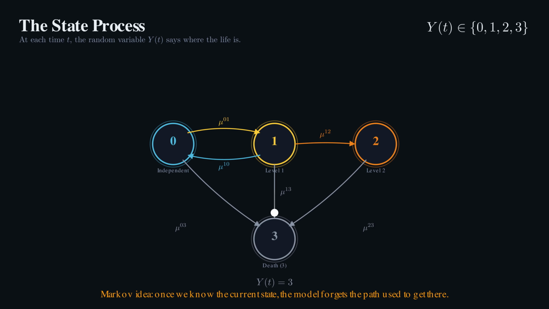At each time t, the random variable Y of t says which of the four rooms the life occupies: healthy, rehab, long-term care, or dead. The Markov idea is that once we know the current state, the model forgets the path used to get there.